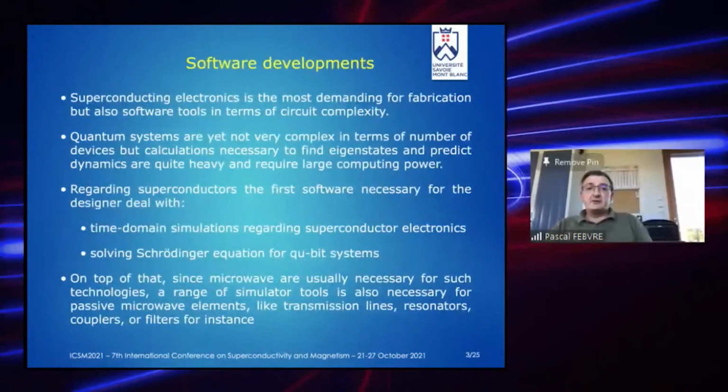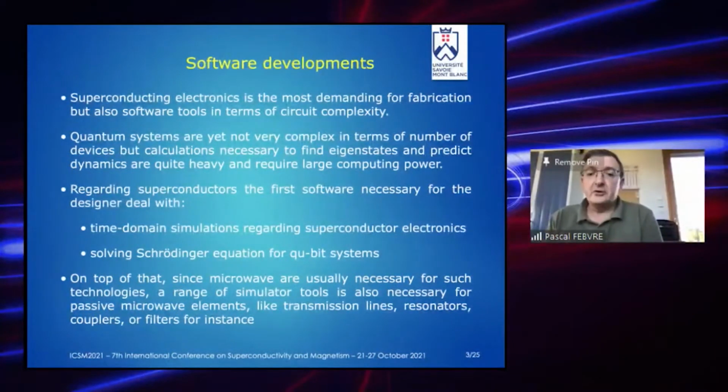For the software development, of course, superconducting electronics is the most demanding for fabrication because there can be complex circuits, and as a consequence, software tools need to be able to sustain this complexity. And quantum systems can be smaller. They have only a few qubits or a few hundred qubits. So they are not so complex in terms of number of devices, but the calculations necessary to find eigenstates and the dynamics of quantum systems are quite heavy. In this case, it requires large computing power and especially statistical analysis. So we all need software for both quantum and superconducting electronics.